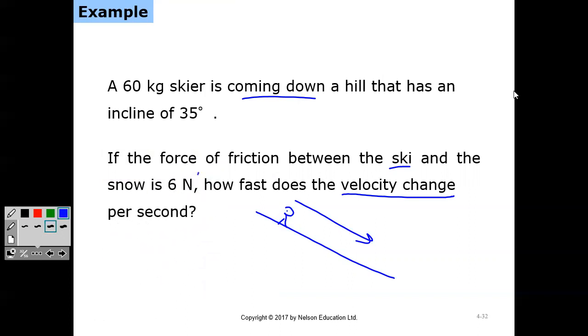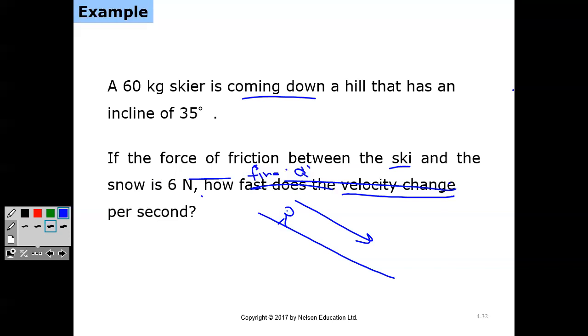So now my question was, do you understand what he is asking? Yeah, acceleration. What is acceleration? How fast the velocity changes with time, right? So he's asking acceleration in many words. How fast does the velocity change per second? So you can cut the whole thing and say, find the acceleration. Okay, find the acceleration. So now we have the forces, and he's asking us to find the acceleration.